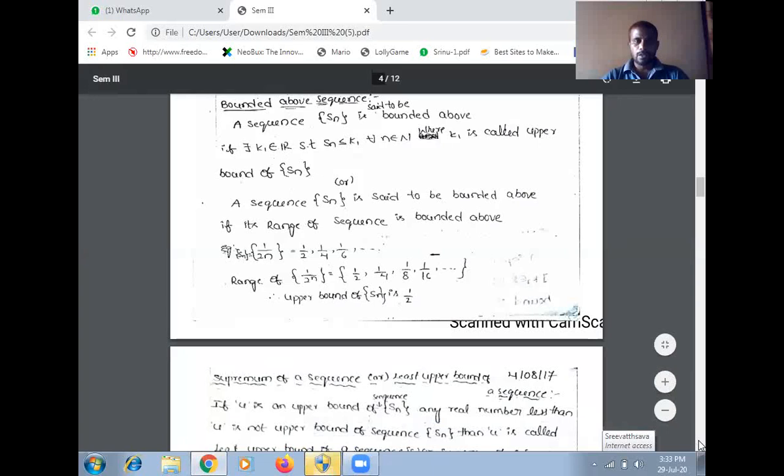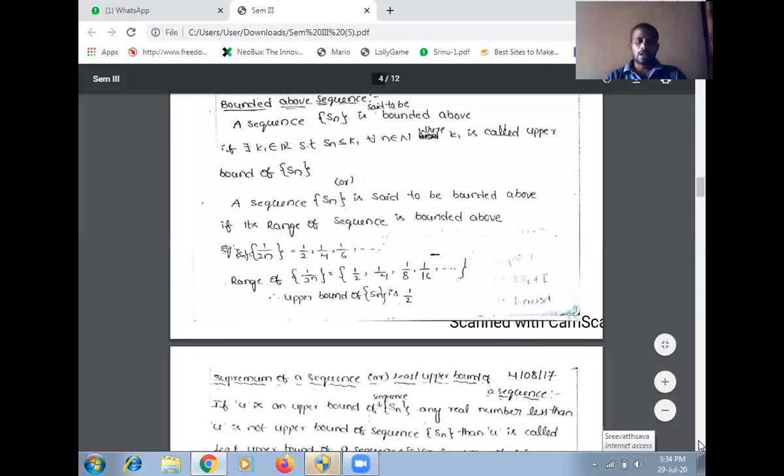Today we discuss bounded above sequence. So already we define the sequence and we define the constant sequence and we have given more examples on sequence, constant sequence. In this class today we have to discuss about bounded above sequence. So what is the definition of bounded above sequence?